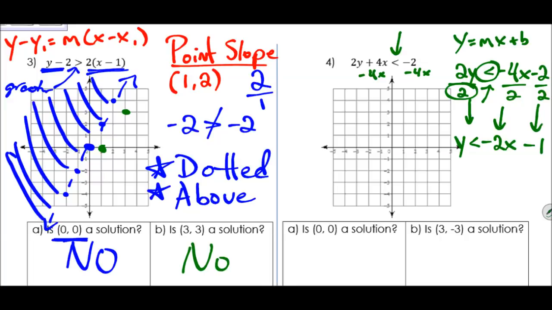So now I'm going to try to graph this. I have a y-intercept of negative 1 and a slope of negative 2. So I'm going down 2 and over 1, down 2 and over 1. So that's my line. Now I have to decide on my 2 things. Is it dotted or solid? It's going to be a dotted line because it's not less than or equal to, it's just less than. So that is a dotted line.